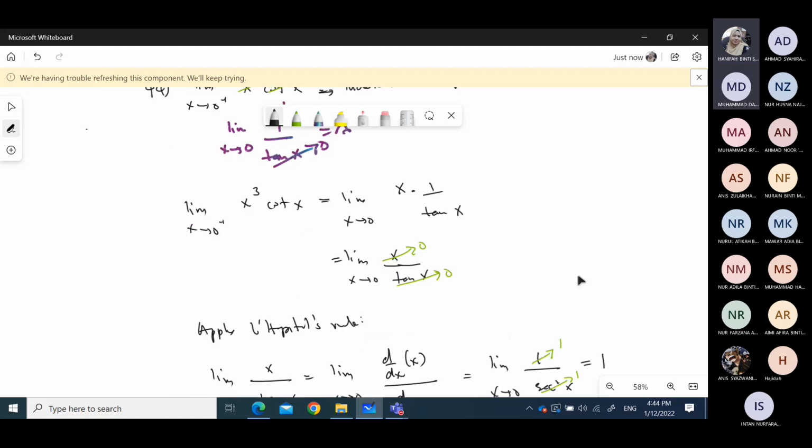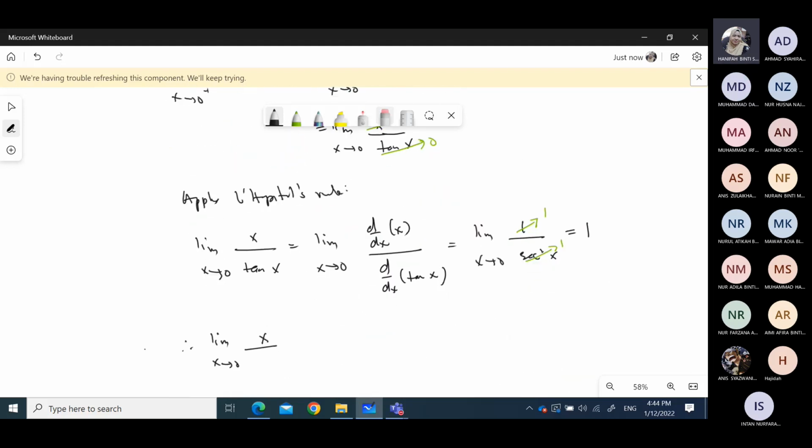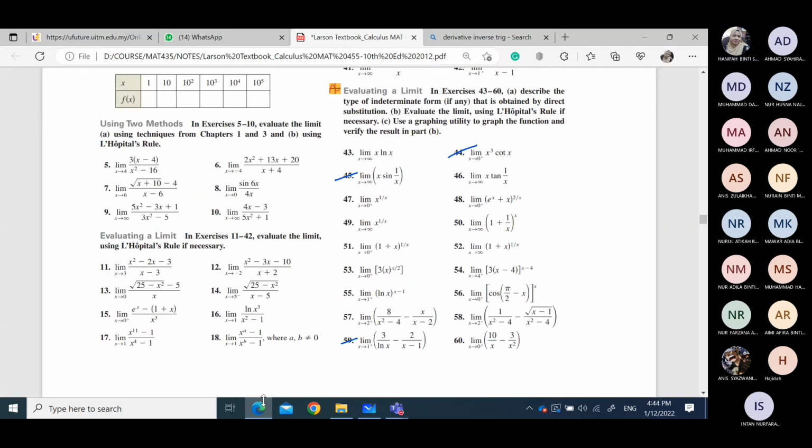bukan x over, x cube times cotangent x. Okay, so x cube cotangent x, it is equal to 1. Okay, boleh? Boleh. Okay. So ini soalan number 44.